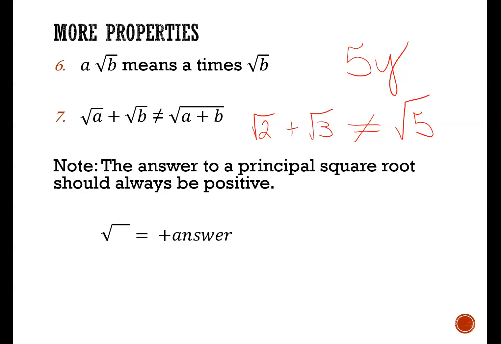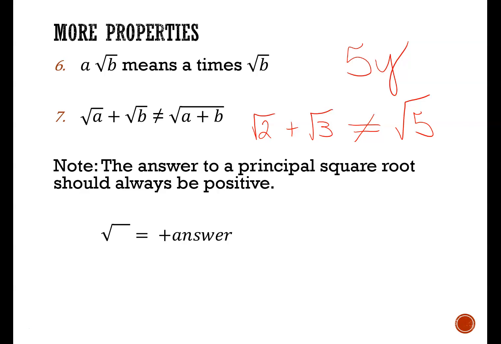You can use your calculator and find the decimals, and you'll see that the decimal for square root of 2 and the decimal for square root of 3 added together does not equal the decimal for square root of 5. So if you ever forget, that's one way to determine that they are not equal. It works for multiplication, and we'll see that again a little bit later. We can multiply the radicands together. We just can't add them.